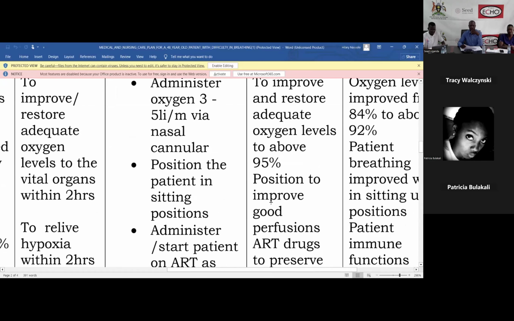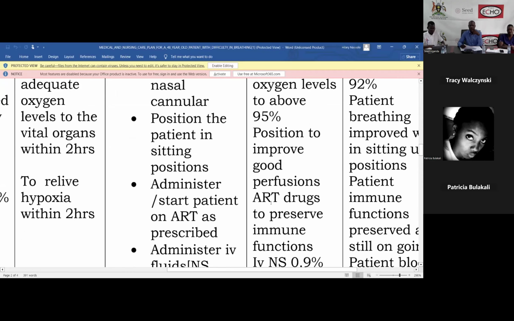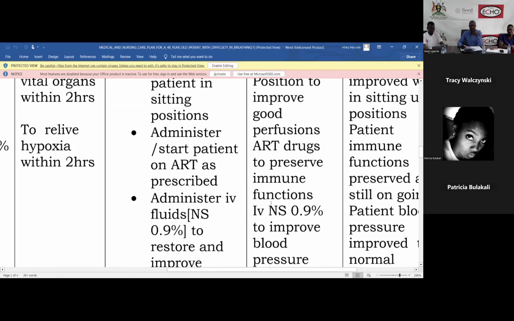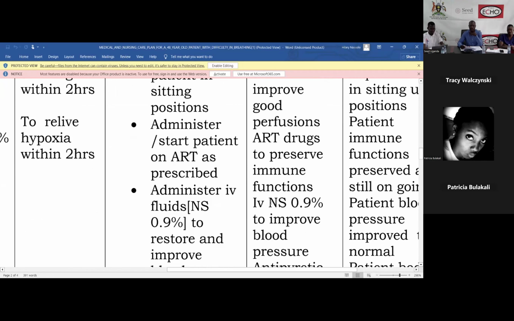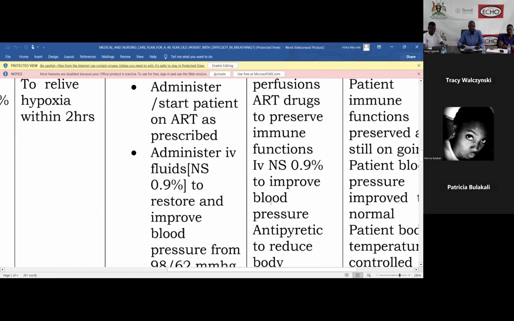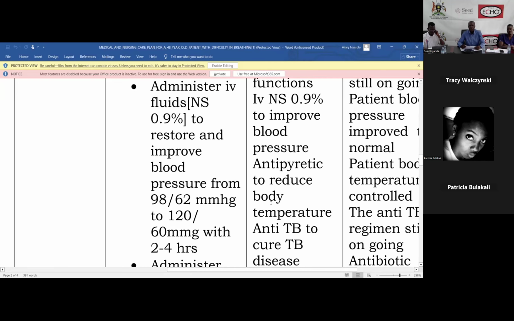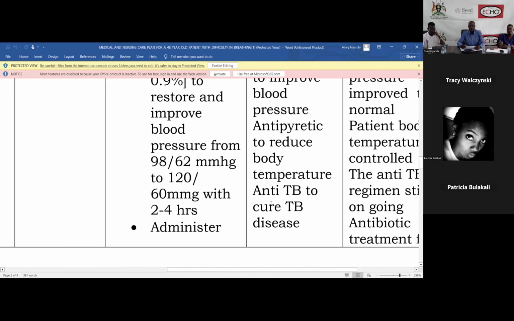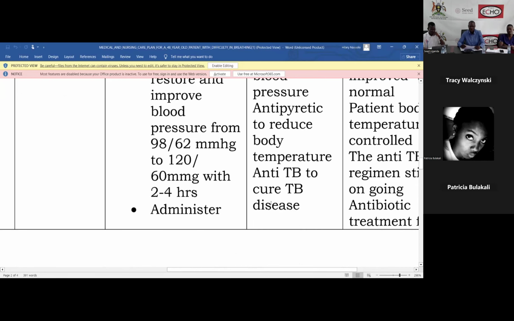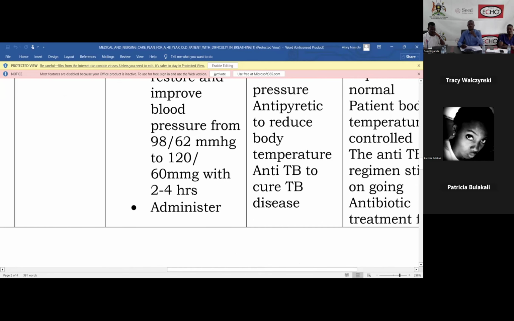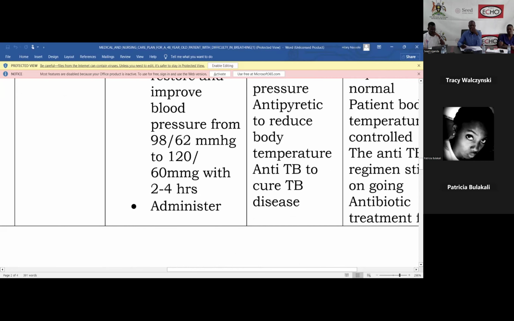Next, we are going to add drugs given to preserve immune functions. IV normal saline 0.9% to improve blood pressure, and antibiotic to reduce body temperature. Anti-TBs, basically, we're going to have our emphasis on curing the TB. Next.